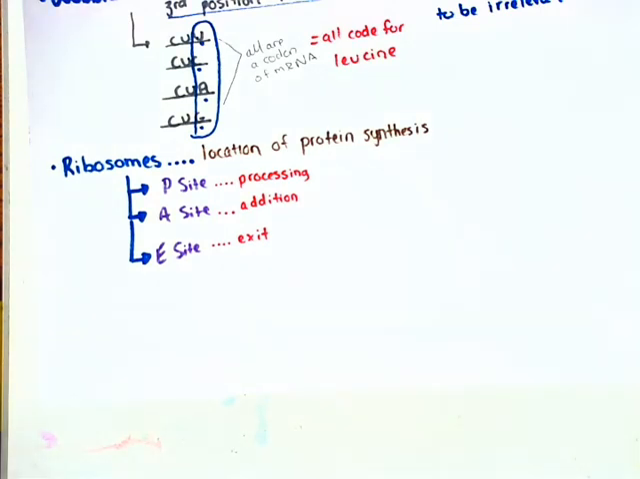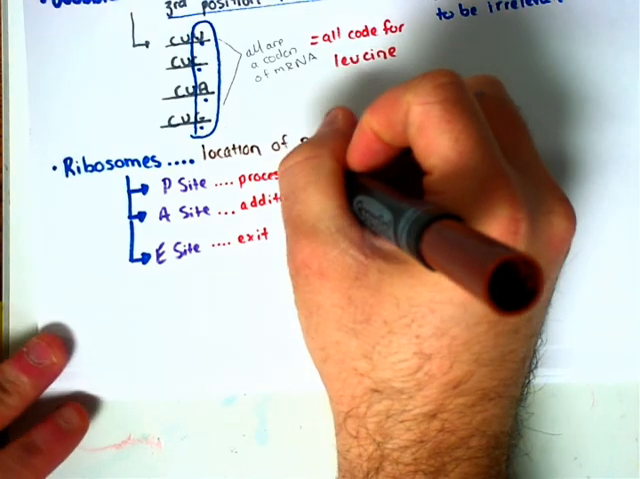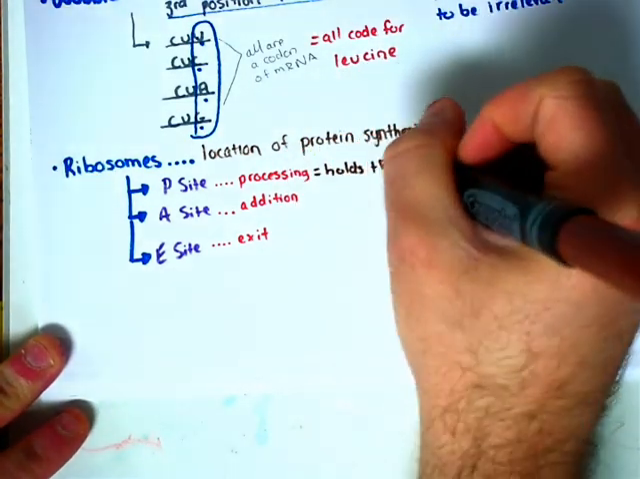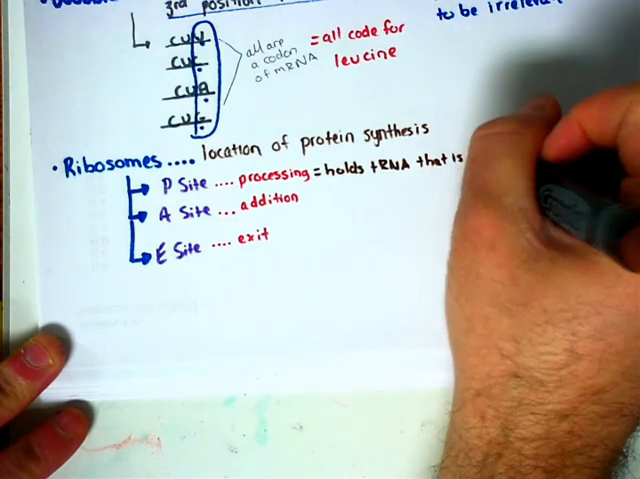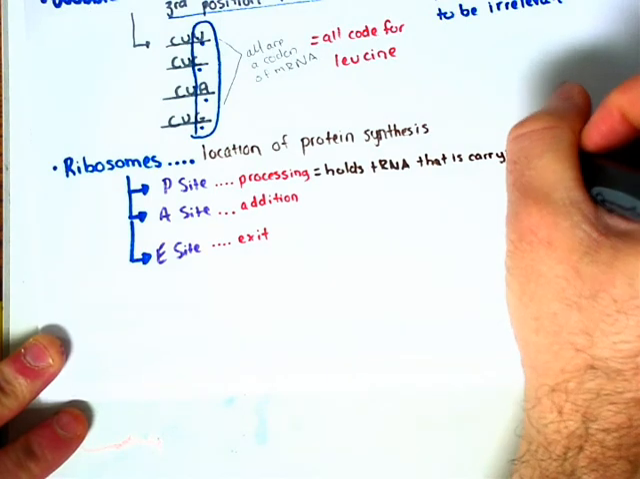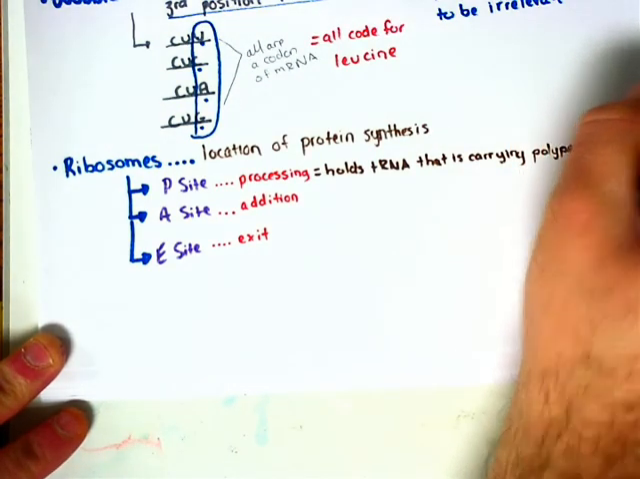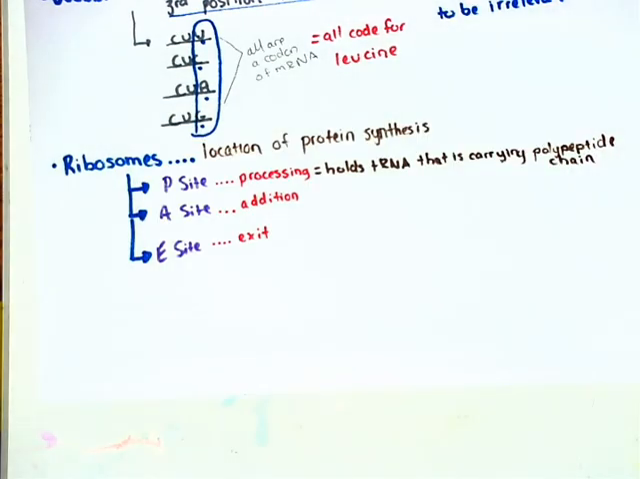So there's your ribosome, made of the small and the large subunit, and there's E, P, and A sites in that order. What the P site is going to do is it is the processing site. It is the spot that holds the tRNA that is carrying the polypeptide, or protein, chain. So carrying the polypeptide chain.